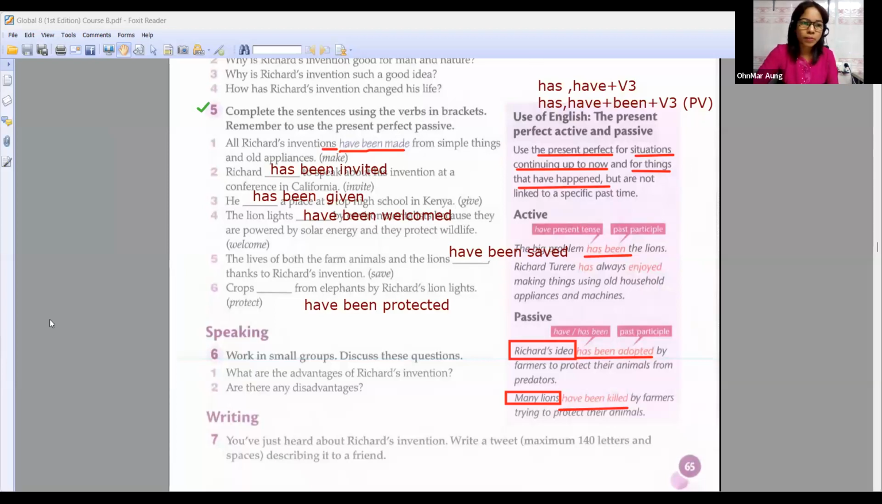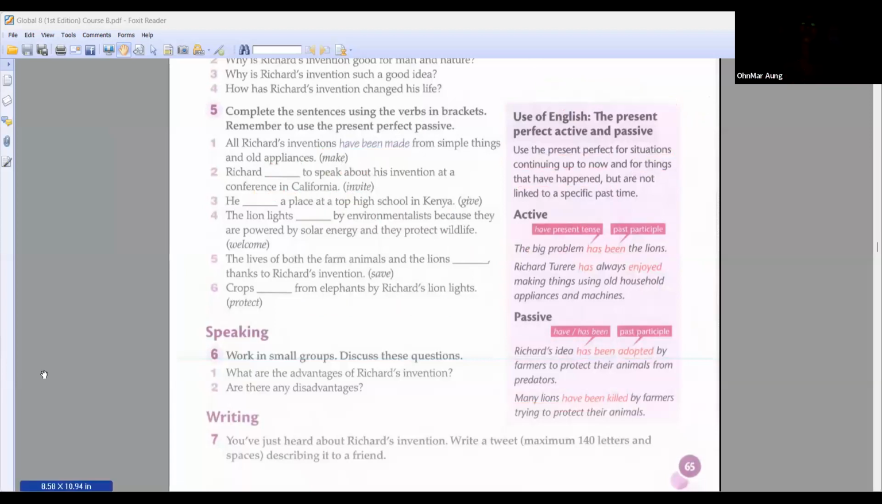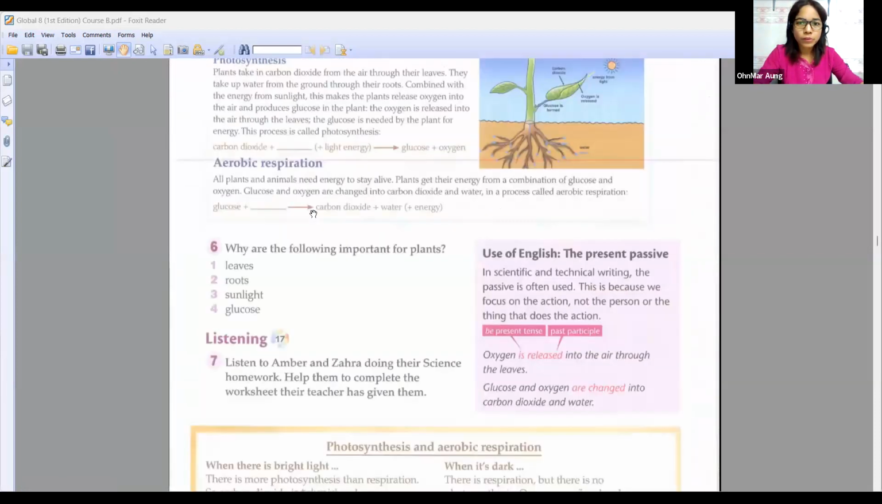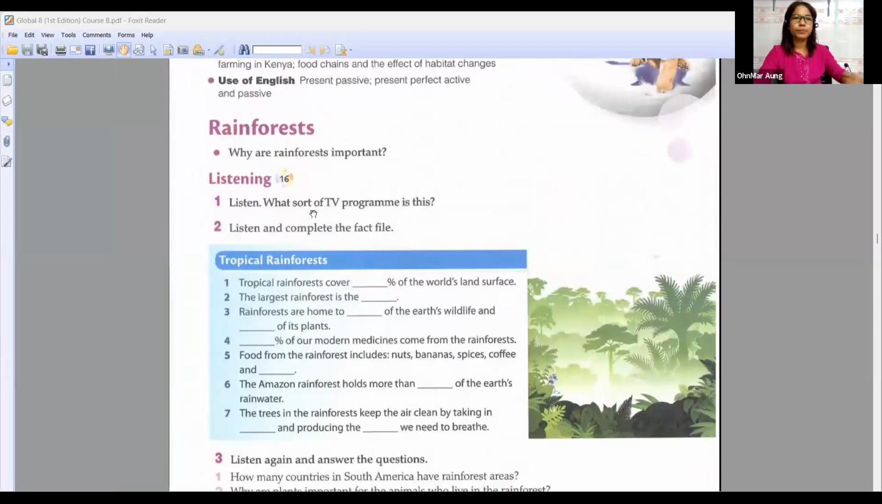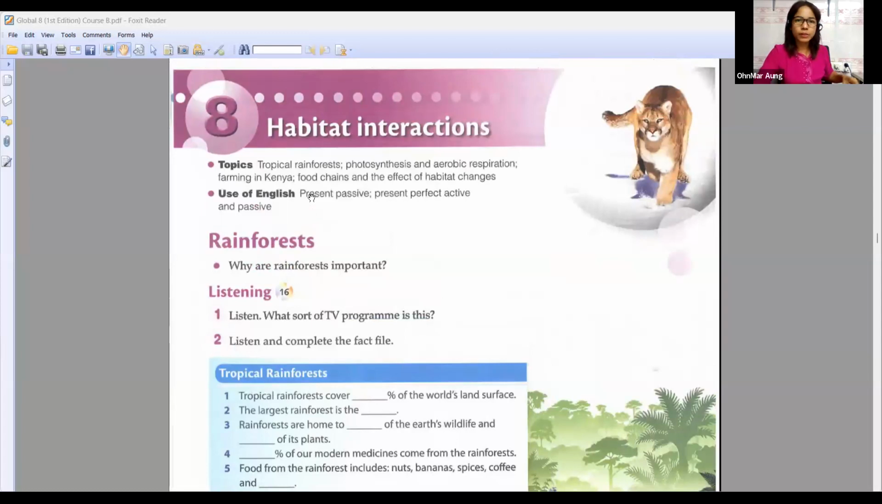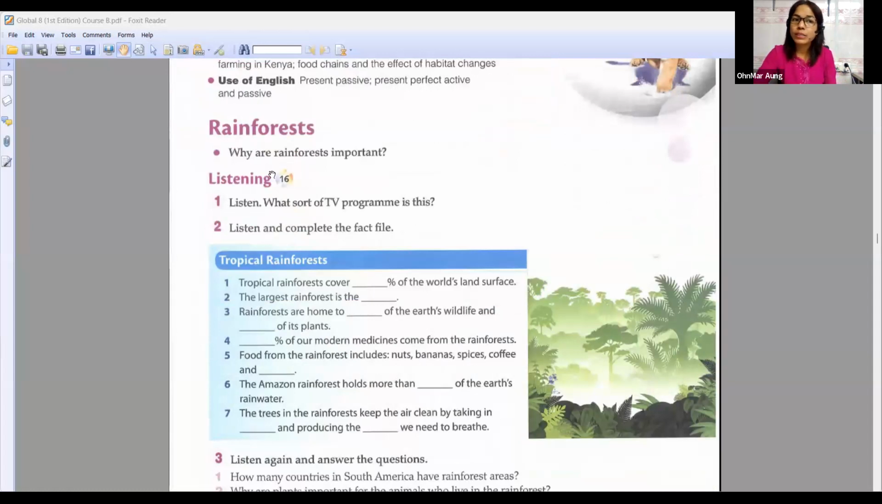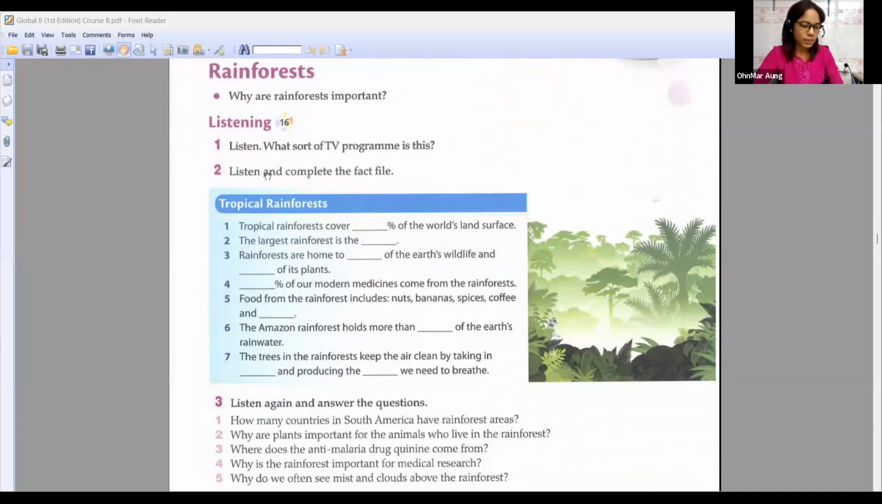Okay. Let's do listening. This one. Habitat interactions. Yeah, we have already discussed why rainforests are important, right? And now I will go to this.